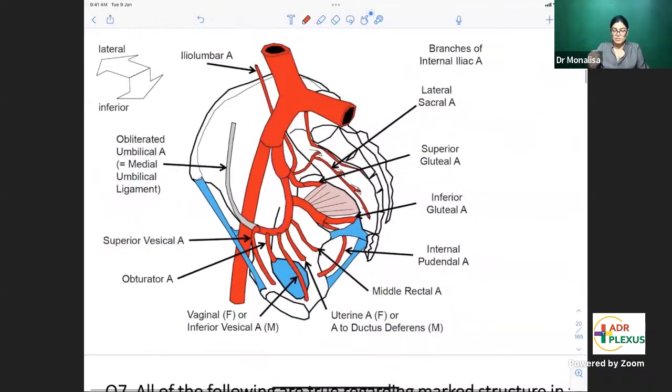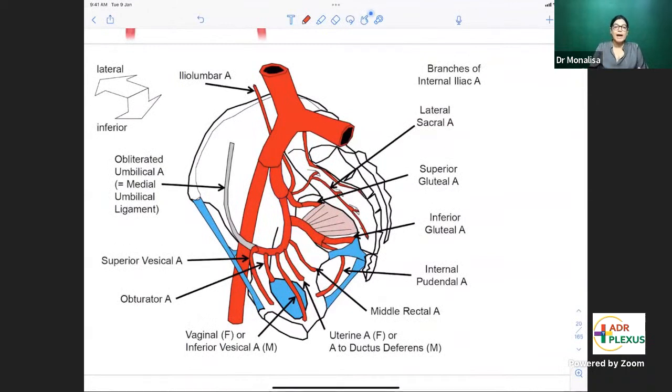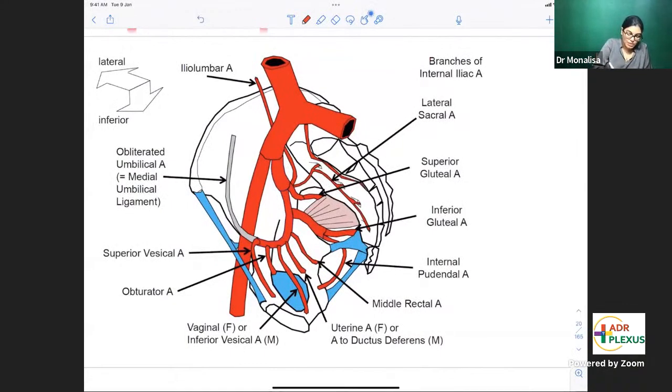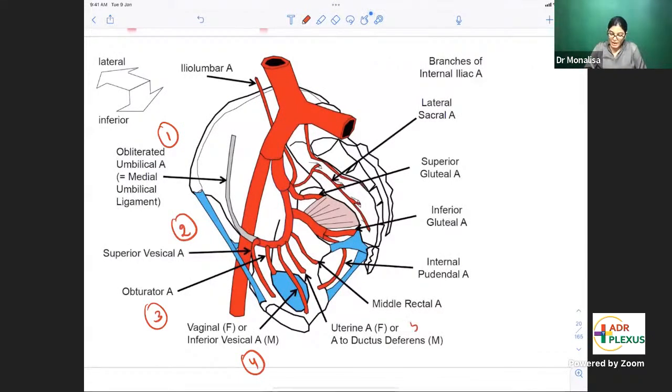Now I would like to show you this image where you can appreciate the branches of anterior division of internal iliac artery. Branches of anterior division of internal iliac artery are obliterated umbilical artery, superior vesical artery, obturator artery, inferior vesical artery. Corresponding part in case of females is vaginal arteries, uterine artery, which was asked, also artery to ductus deferens, that means vas deferens, middle rectal artery, internal pudendal, and inferior gluteal. What I have highlighted in red are all the branches of anterior division of internal iliac artery.